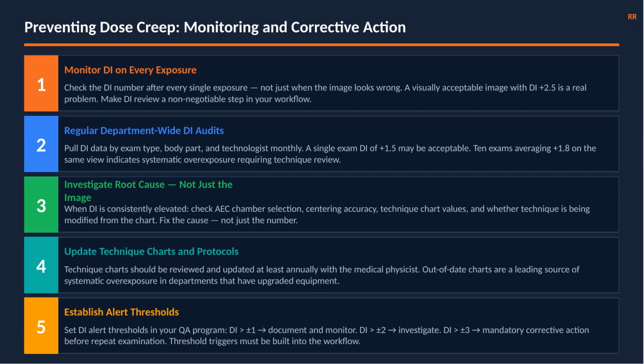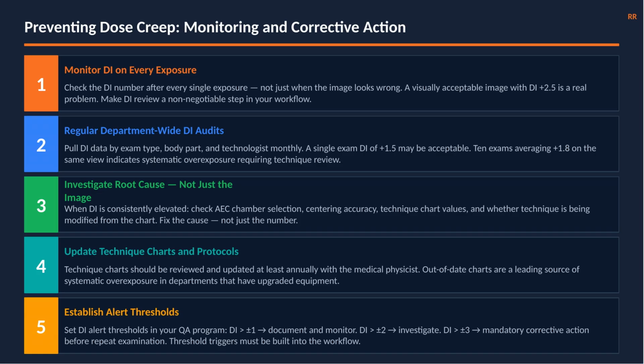Five strategies for preventing and detecting dose creep. 1. Monitor DI on every single exposure, not just when the image looks wrong. A visually acceptable image with a DI of plus 2.5 is a real patient safety problem.